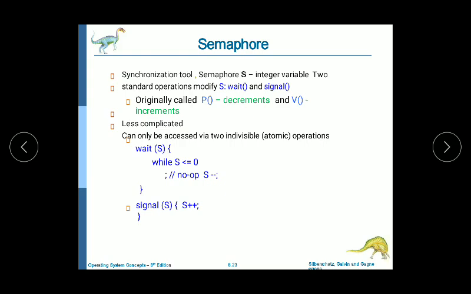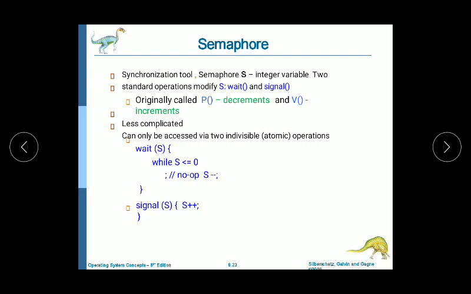Now how are these two functions, wait and signal, implemented? See, the wait function is implemented like this. Wait of s, where s is the integer count: while s is less than or equal to 0. Less than or equal to 0 means negative. Negative means there is no availability of resources. If there is no availability of resources, then there is a semicolon, no operation. It means without having any resource, we cannot execute a program.